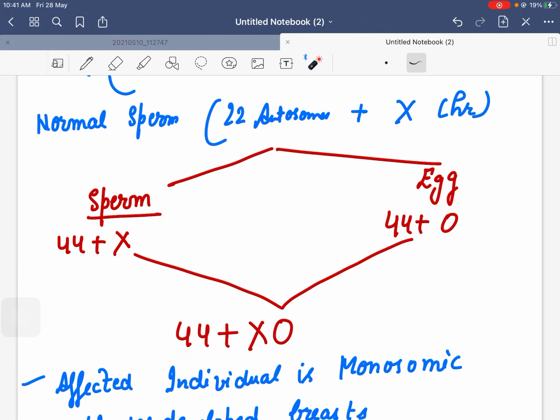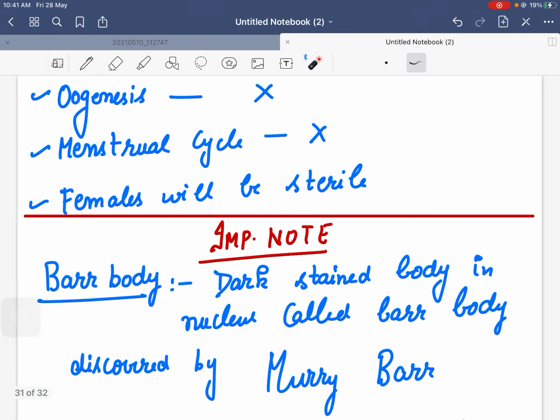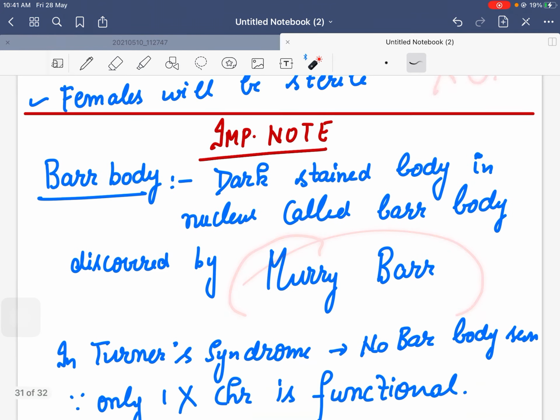That is, one chromosome, the X chromosome, is absent. So the individual is monosomic. Underdeveloped breasts, reduced ovaries, reduced uterus, no oogenesis, no menstrual cycle. So definitely females will be sterile. As you know, usually females have XX, but now 1 X is 0. 1 X is absent. So here no Barr body is seen, right? This was discovered by Murray Barr.